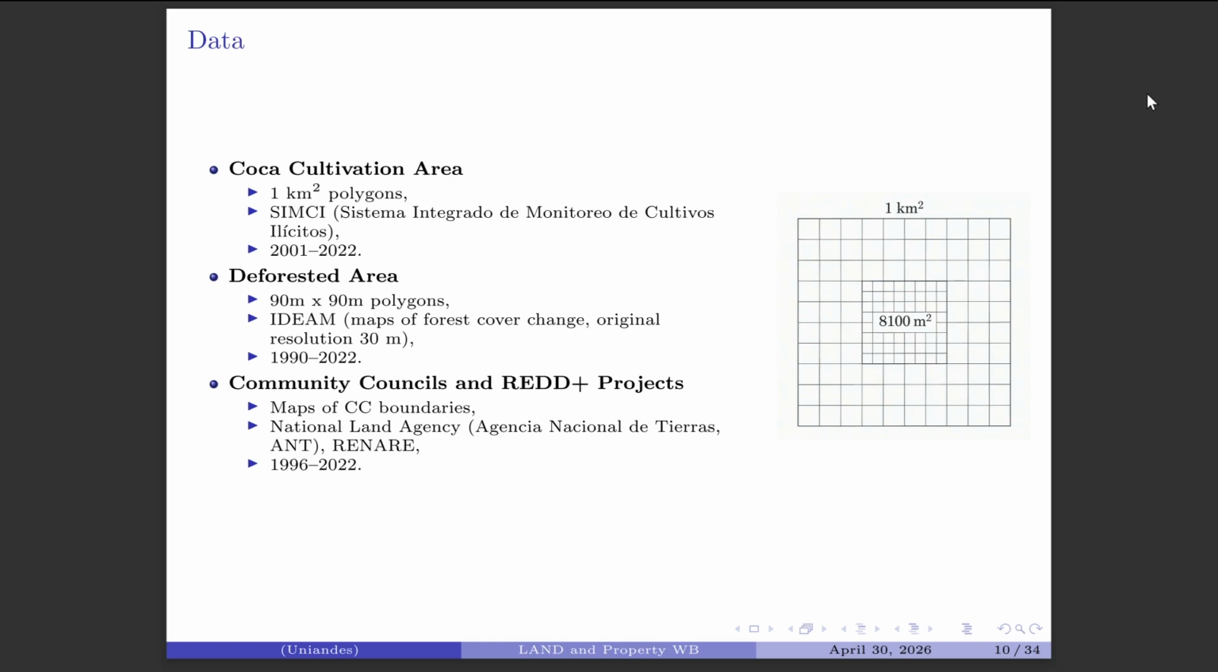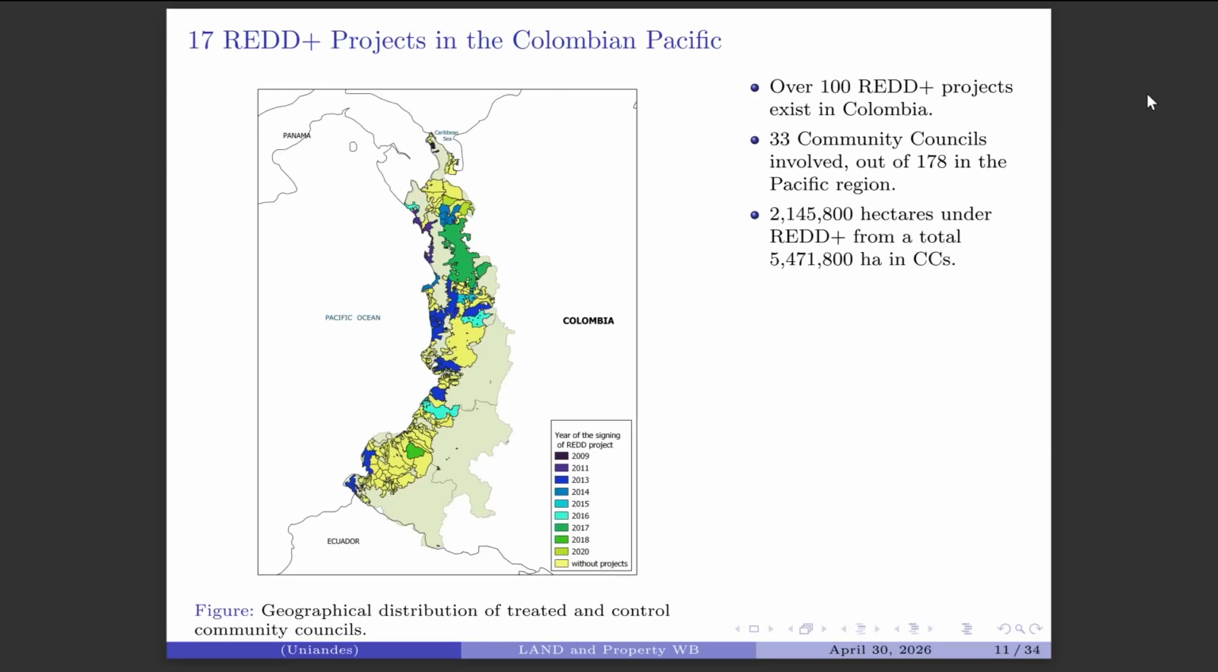Which data do we have? For coca cultivation area, we have 1 square kilometer polygons. For deforested area, we have 3-meter resolution, but we upgrade to 90 by 90, and we have this database from a local institution, but we also test our results with the Hansen database. And we have the community council polygons.